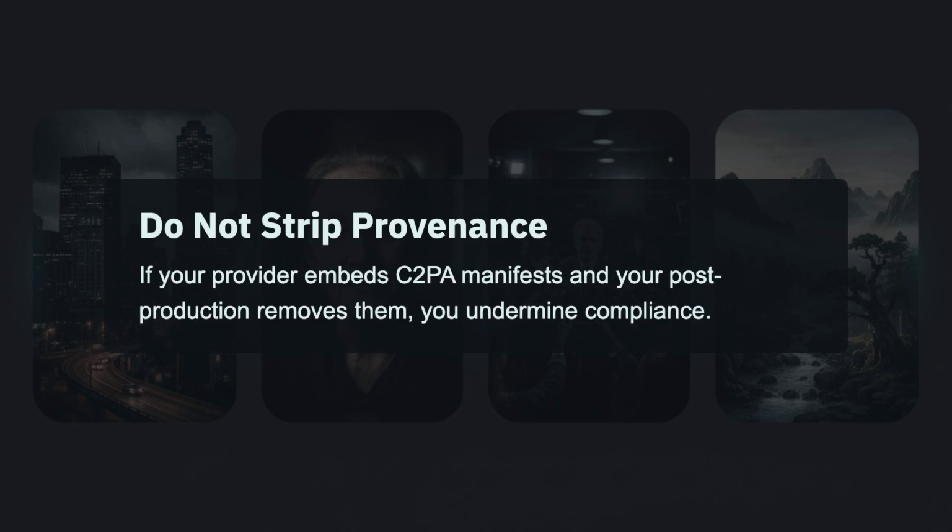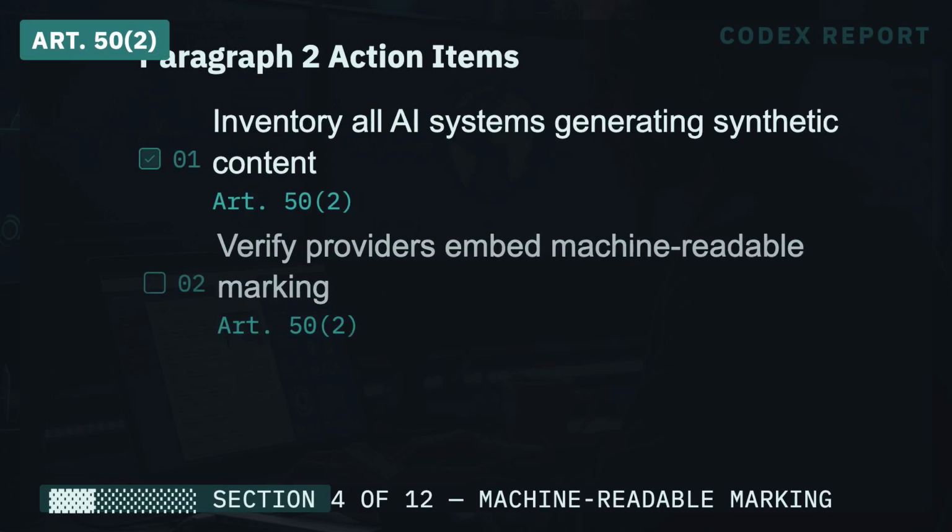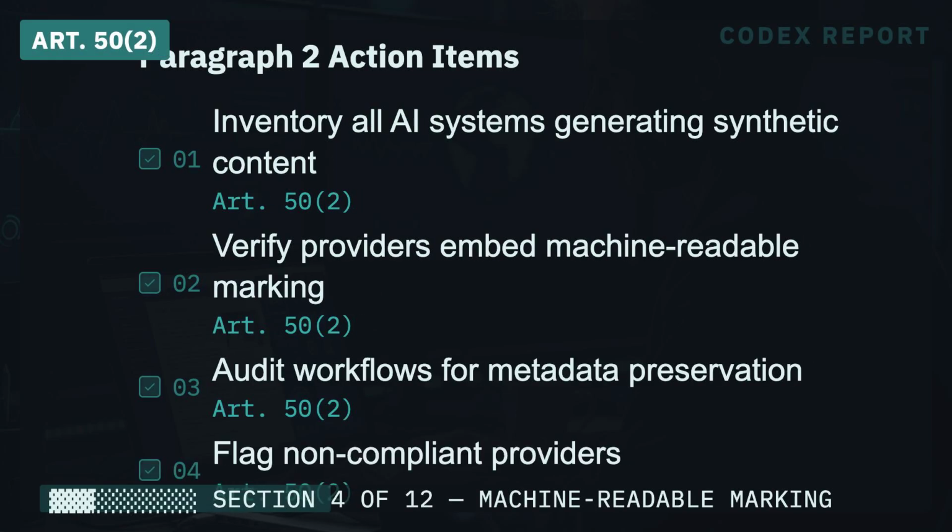The carve-out for assistive editing and non-substantial alteration is significant. If an AI system is performing spell check, grammar correction, color adjustment, cropping, or other standard editing functions, paragraph 2 does not apply. Similarly, if the AI does not substantially alter the input data or the semantics thereof, meaning the meaning of the content remains unchanged, the marking obligation does not attach. This is a provider obligation, not a deployer obligation. The entity that builds the generative AI system must embed the marking.